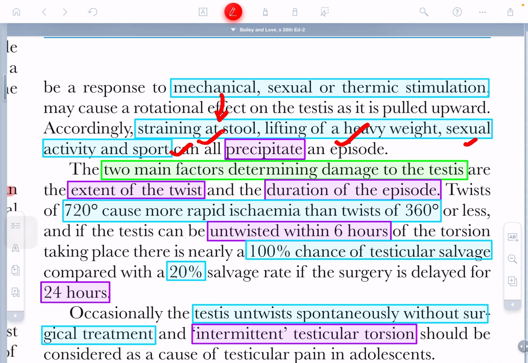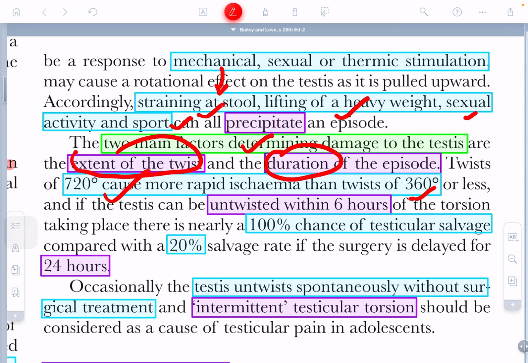There are two main factors that determine the damage of the testis: the extent of the twist and the duration. Regarding extent, the more the twist, the more the damage. A twist of 360 to 370 degrees causes more rapid ischemia. Regarding duration, if you untwist within 6 hours, it will lead to 100% salvage of the testis, or 20% in 24 hours.